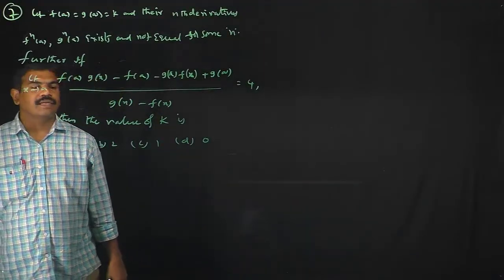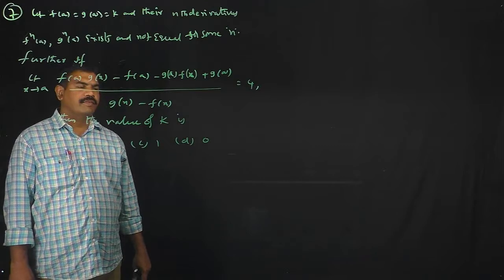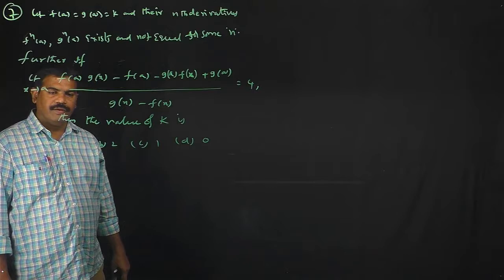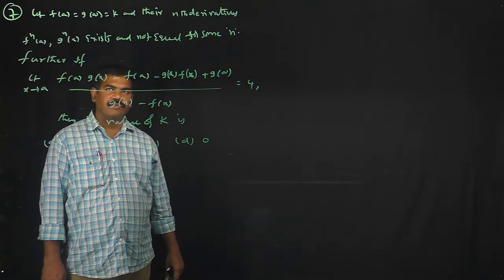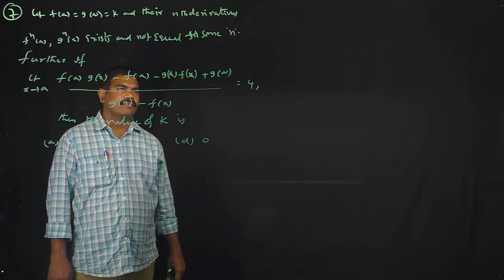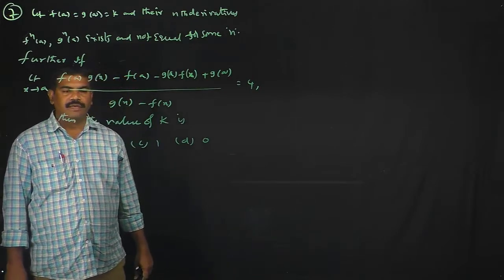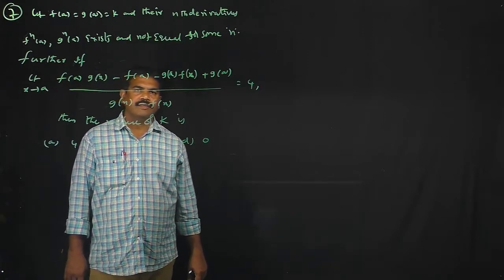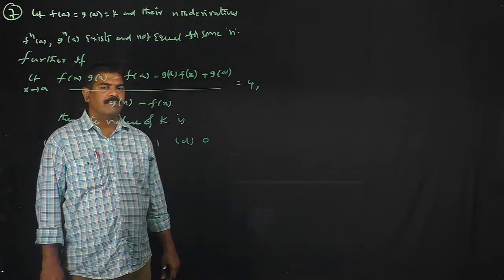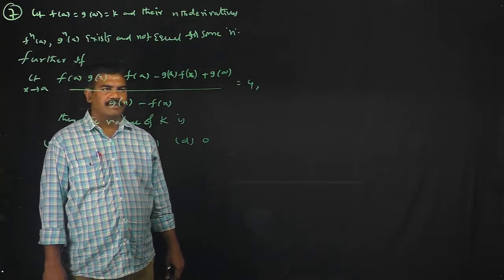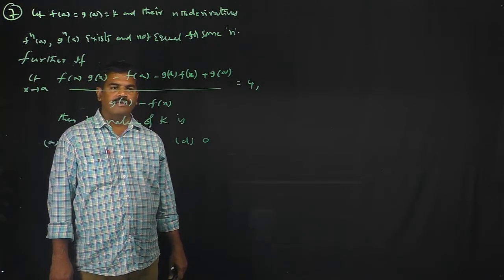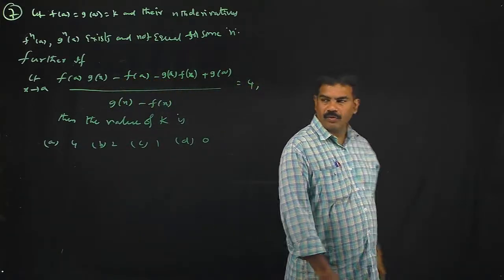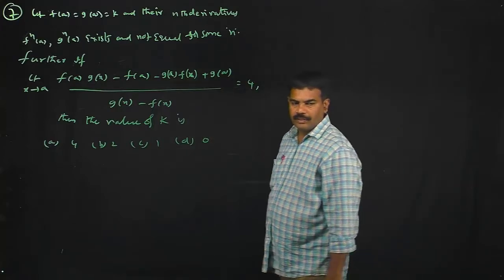Dear students, see the another problem. Let f of a is equal to g of a is equal to k, and their nth derivatives f^n of a, g^n of a exist and are not equal for some n. Further, if limit x tends to a of (f of a into g of x minus f of a minus g of a into f of x plus g of a) by (g of x minus f of x) is equal to 4, then the value of k is. The given options are A 4, B 2, C 1 and D 0.